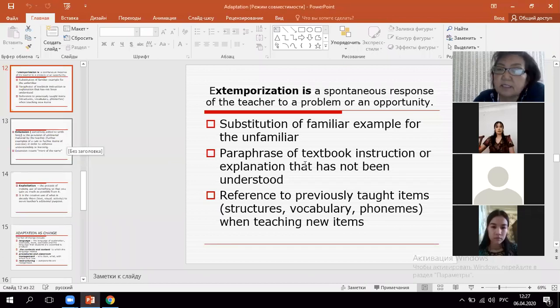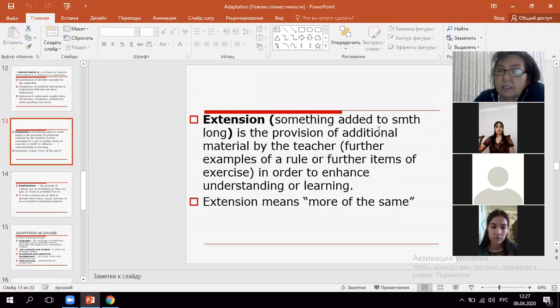The next is extension, something added to something long. It is a provision of additional material by the teacher, for the examples of a rule or for the items of an exercise, in order to enhance understanding or learning. Sometimes we see that the examples, the sentences, the words given in the textbook are not quite enough for our learners to understand. So in this case, we add our own examples, our own words, yeah? So this is called extension. Extension means more of the same.